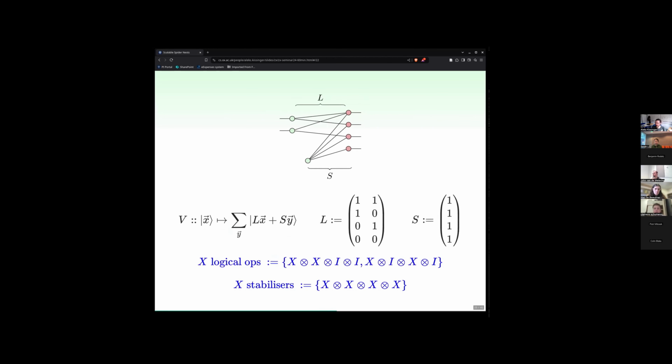Quick question here. Yeah. So this way is convenient for writing it in the Scalable ZX form. But would there also be a convenient way of writing it in the Scalable ZX form for non-CSS codes, i.e. ones that have mixed stabilizers of Z and X?